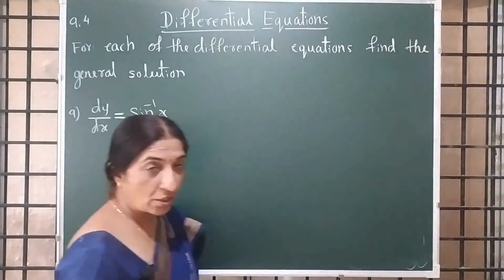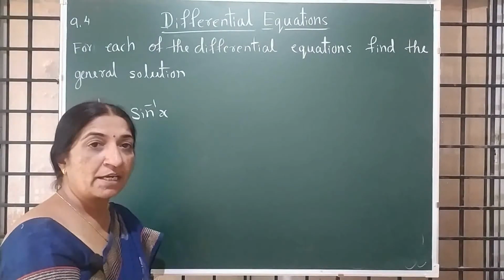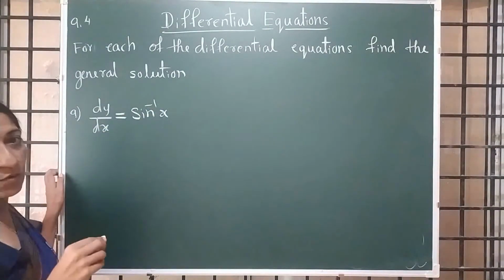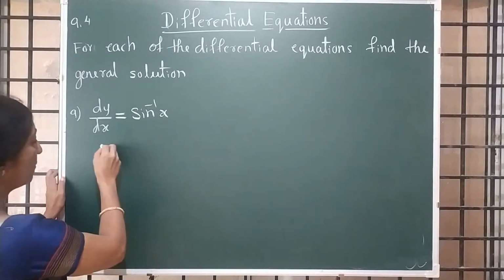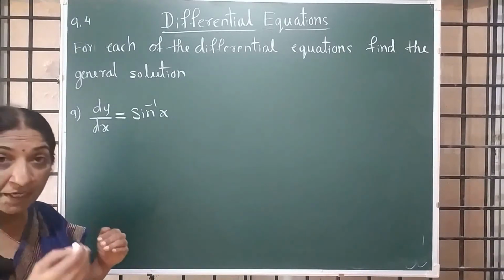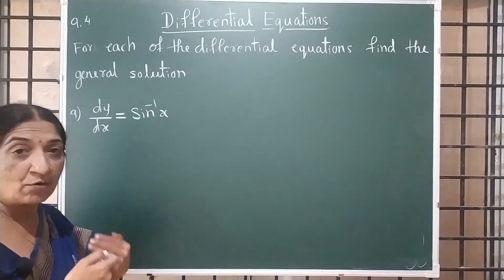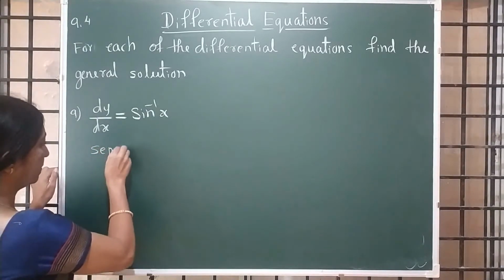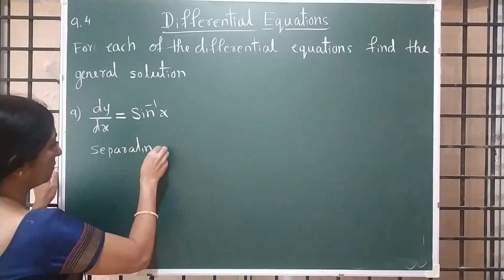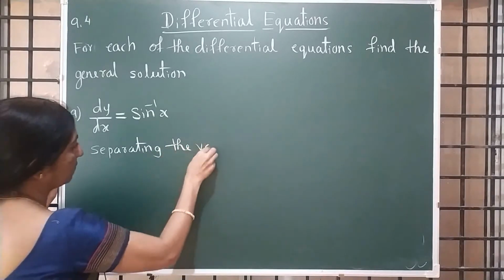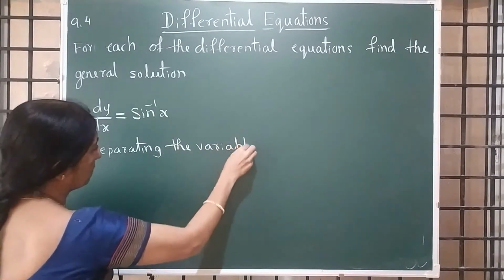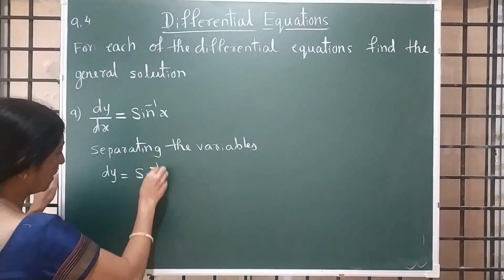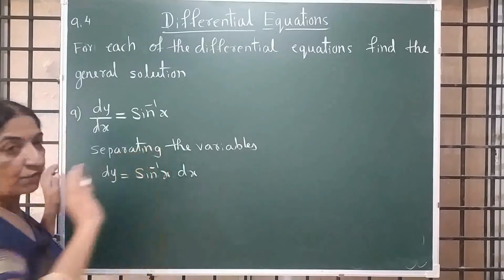Suppose y is not there, you don't worry, just write down x with dx. And see, when you cross multiply, you will get sin inverse x into dx. That means instead of cross multiplying, write down the standard word, separating the variables. It is dy is equal to sin inverse x into dx. Yes, the first step is over.